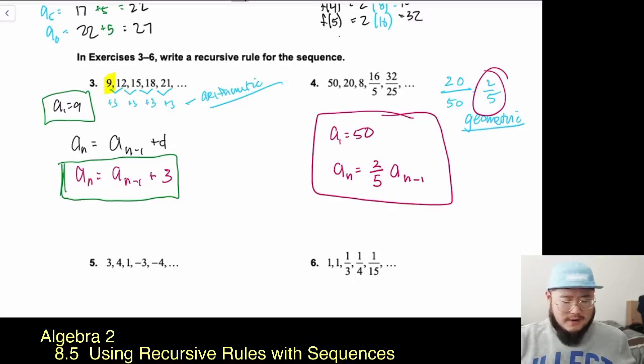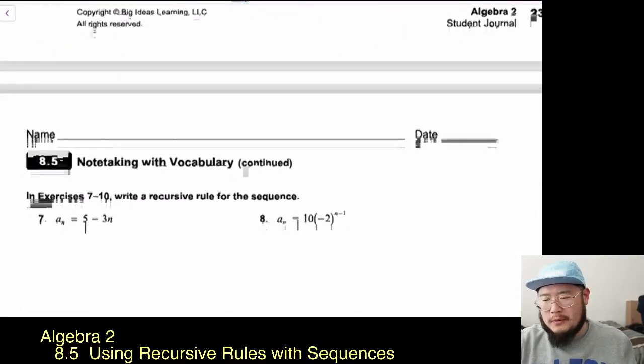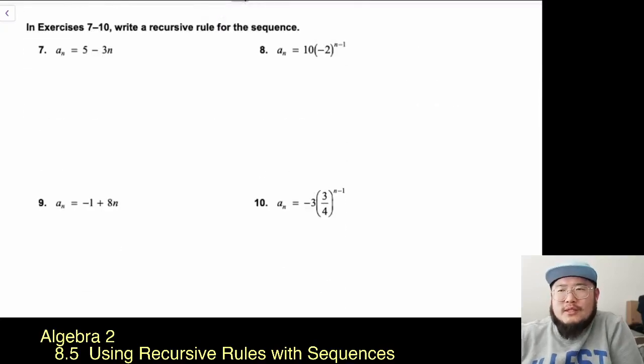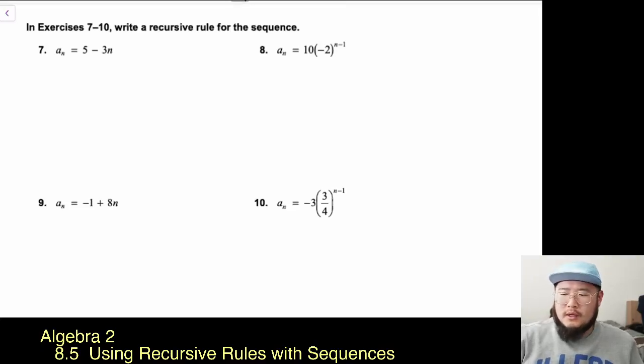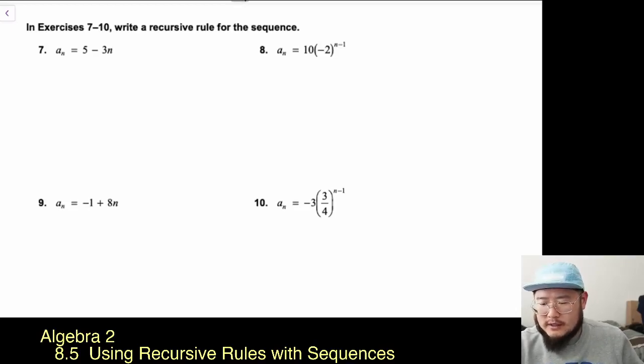When you take a look at problems 5 and 6, things get a little bit complicated there. We're not going to worry about that. And let's move on to number 7. Write a recursive rule for the sequence. So, in order for us to write the recursive rule, first off, we got to figure out what is the first term. And then we have to determine, well, what happens to be our common difference or common ratio. So if I look right here, let's start off. Remember, we have a sub n, or let's figure out a sub 1, and it's 5 minus 3 times 1.